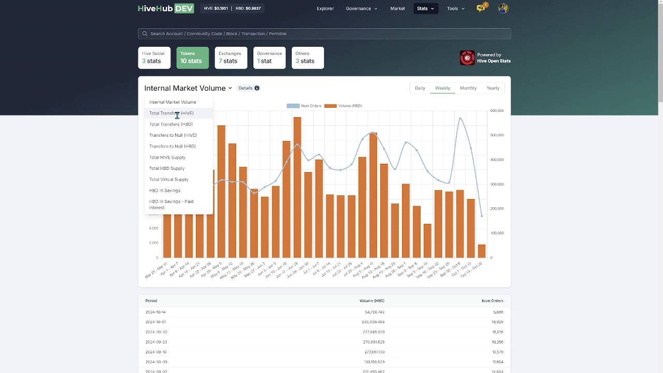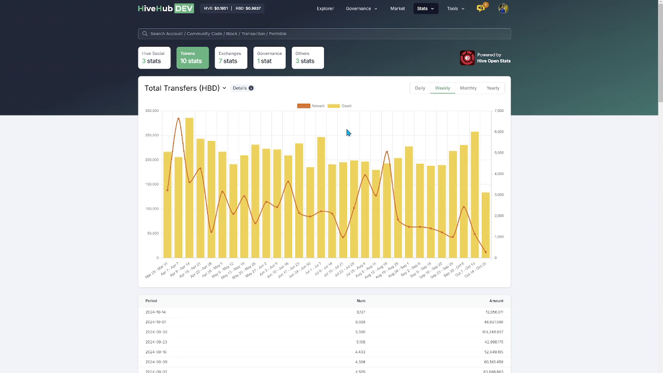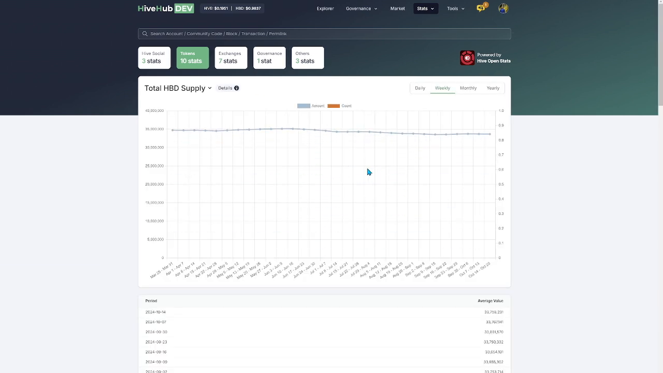So there's different interesting things here. Total transfers of Hive, total transfers of HBD, and between the amount that was transferred and the count, the number of transfers. So over here being the amount that was transferred, you can see 285,000 transferred on that day, as opposed to this day, only 42,000 transferred. So total HBD supply remains decently consistent, even going down a little bit to 33 million HBD. Yeah, so interesting stuff there.